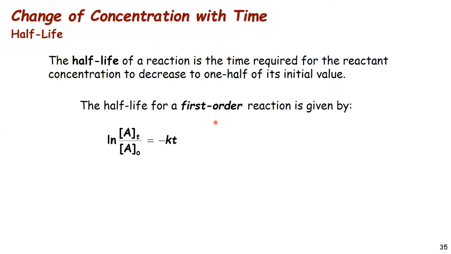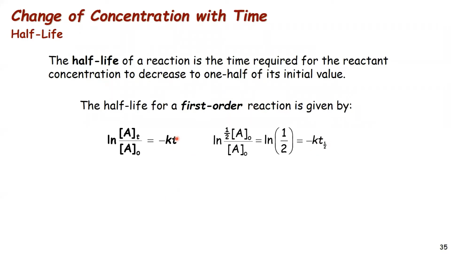So if we have a first order reaction, and we have this initial concentration, then T, the half-life, is going to be when we have 1/2 of this. So we'd replace this with 1/2 the initial concentration. Well, now you can see that the A naughts cancel, and we have the ln of 1/2. Well, the ln of 1/2 is negative 0.693. And that's now going to equal negative K.